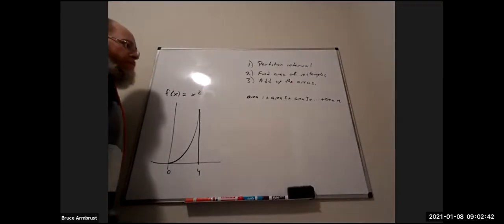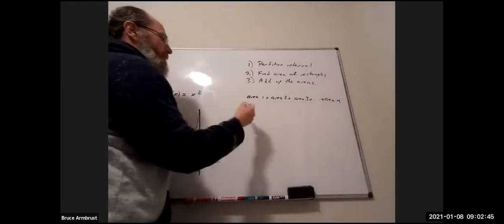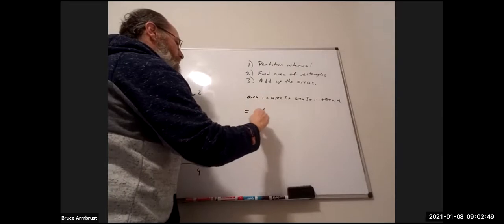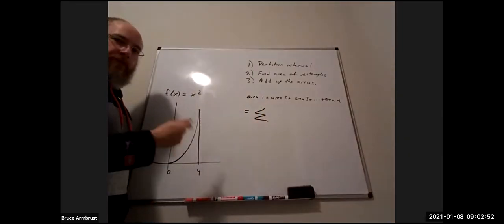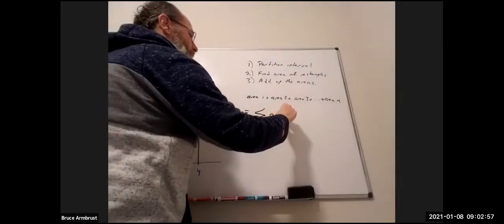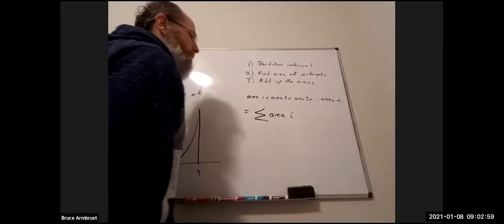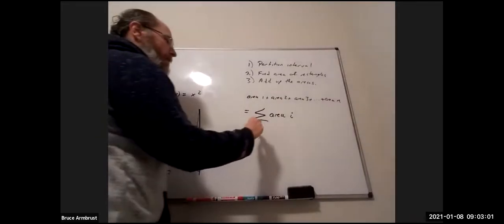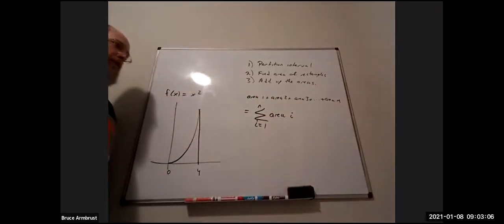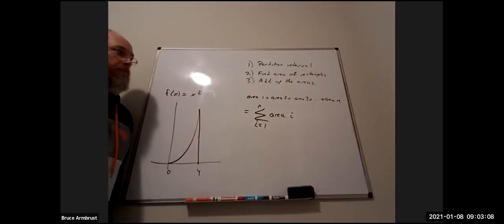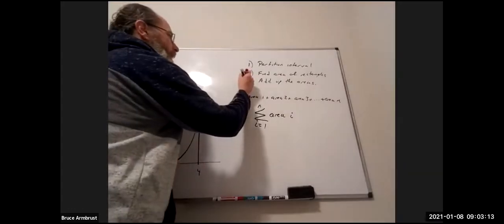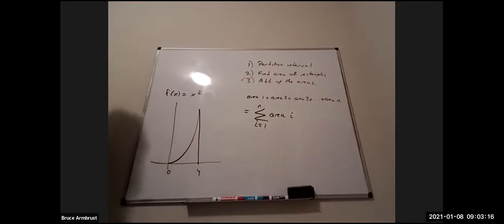A mathematician looks at this and goes, since I'm adding up a bunch of things that are exactly the same, let's make this a sum. Let's make that a sum formula, because what we're doing is adding up areas. We're going to call them area i, and those i's are going to range from 1 up to n, because there are n of them. Okay, so that's the add up the areas part.